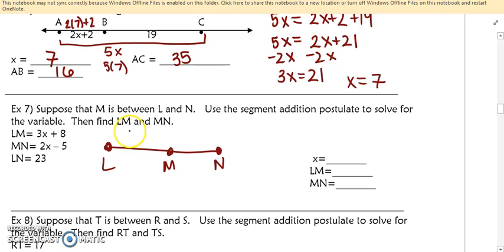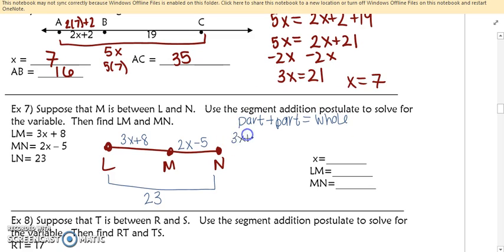Okay, LM has a measure of 3x plus 8. MN has a measure of 2x minus 5. LN has a measure of 23. Again, we're thinking part plus part equals whole. The part, 3x plus 8. The other part, 2x minus 5. The whole is 23. Let's combine those like terms. Subtract the 3 over, and we get x is equal to 4. Then continue to plug in to find those missing measures.